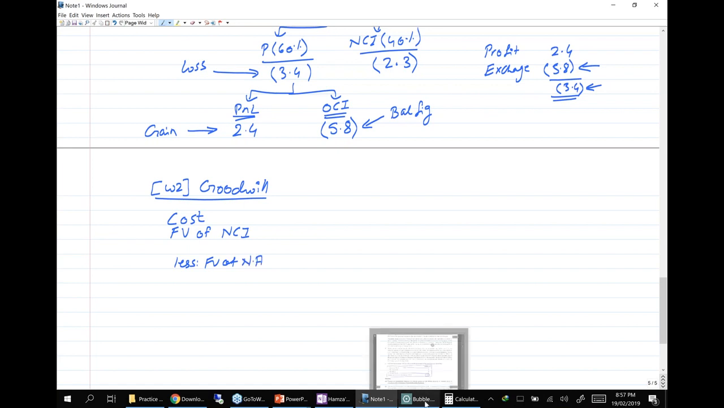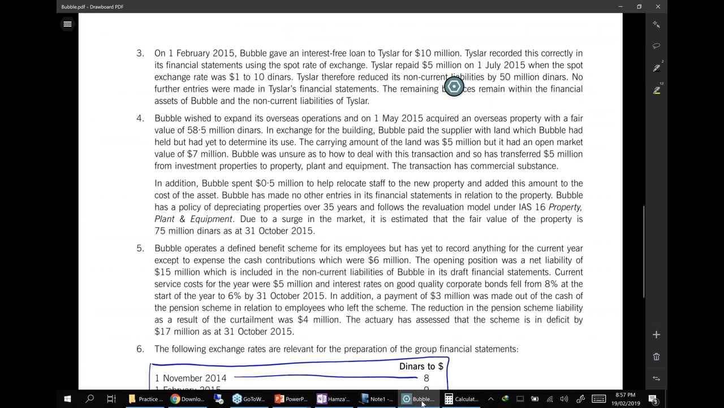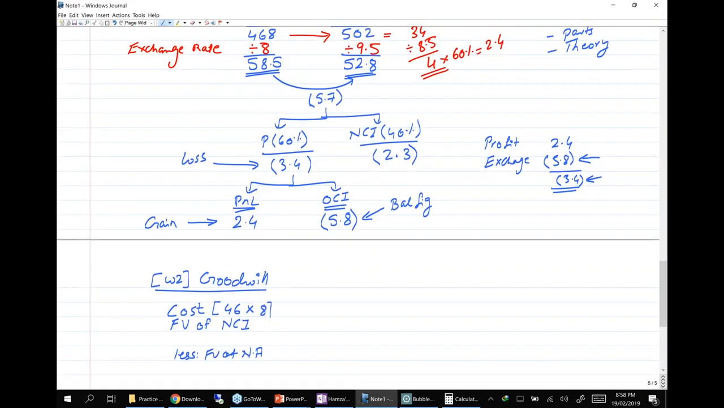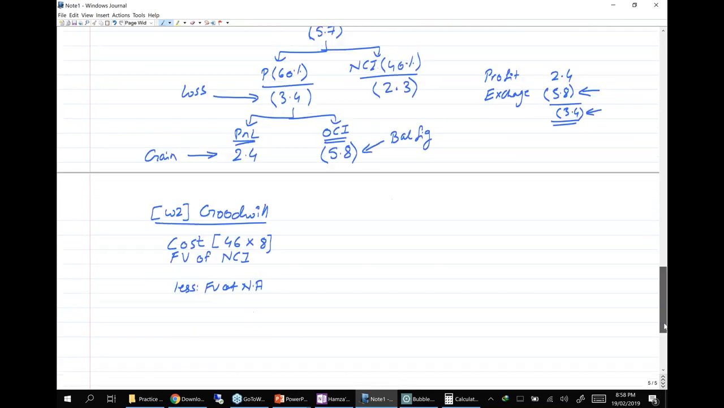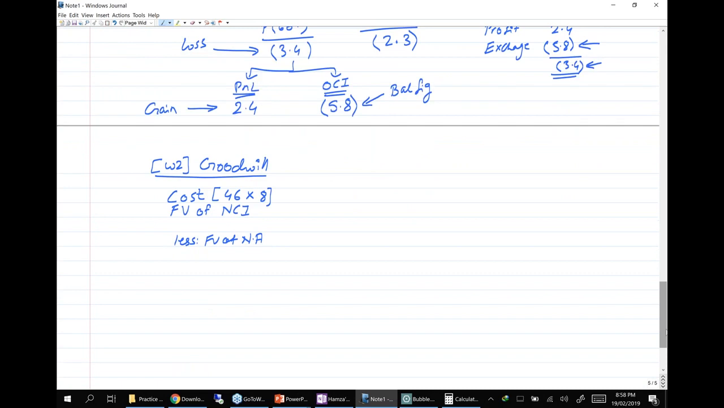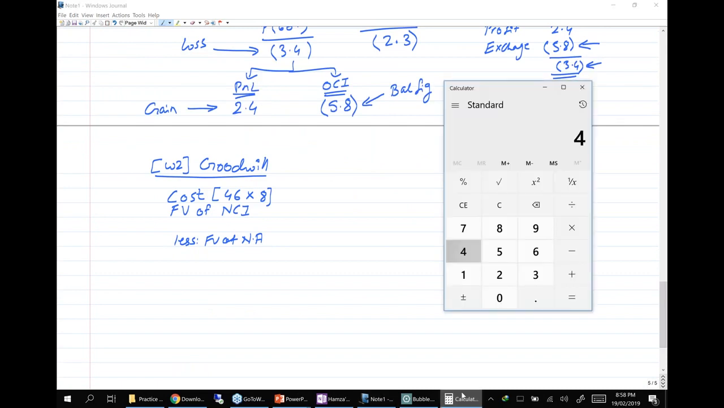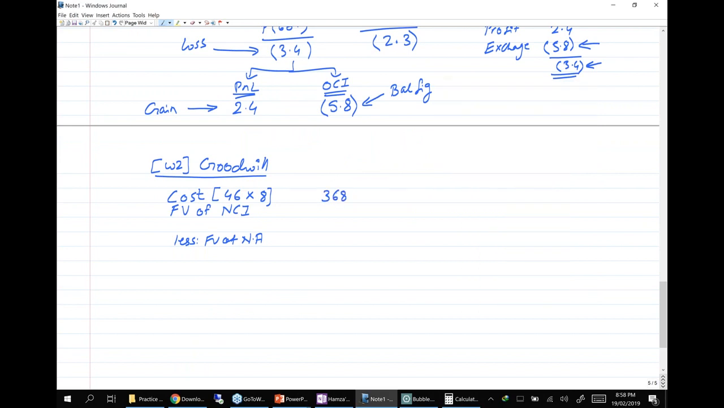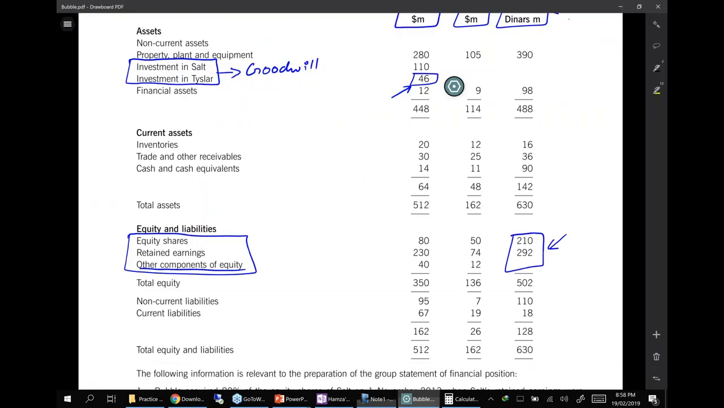Now the cost was again how much? If I go to the balance sheet, I can find the cost to be 46 for Teisler. So 46 multiplied by the exchange rate at the date of acquisition, which was actually 8. So 46 into 8 is going to be 368 million dinars. So the cost we have paid is 368 million dinars. And the fair value of NCI was actually 220 million dinars. So we add it up and the total is going to be 588.